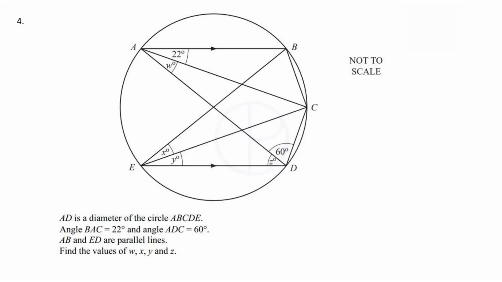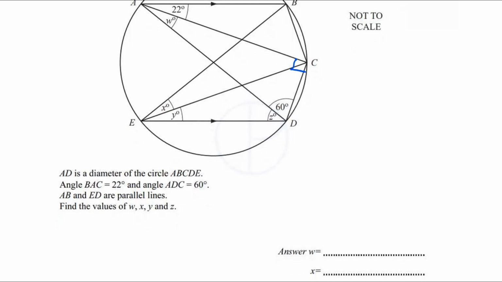The next question is, here AD is the diameter of the circle, angle BAC is 22 and ADC is 16. AB and ED are parallel lines. Find the values of W, X, Y and Z. In triangle ACD, the angle in a semicircle is 90. So this is 90. Angles in a triangle add up to 180. So W is 180 minus 90 minus 60, which is 30.